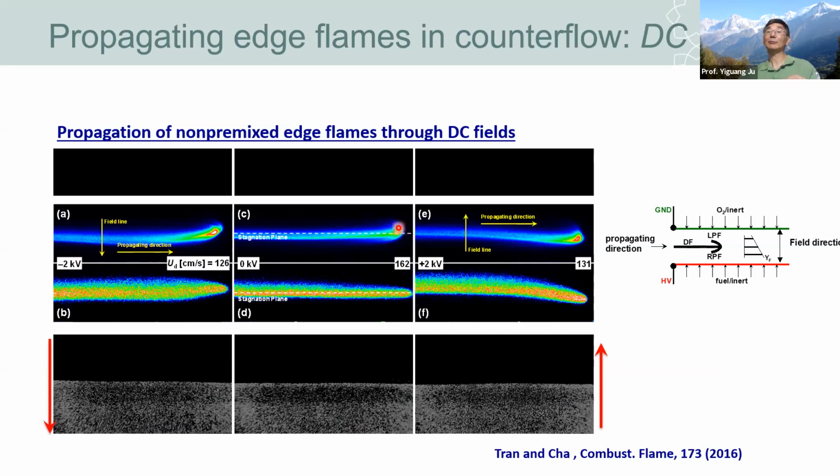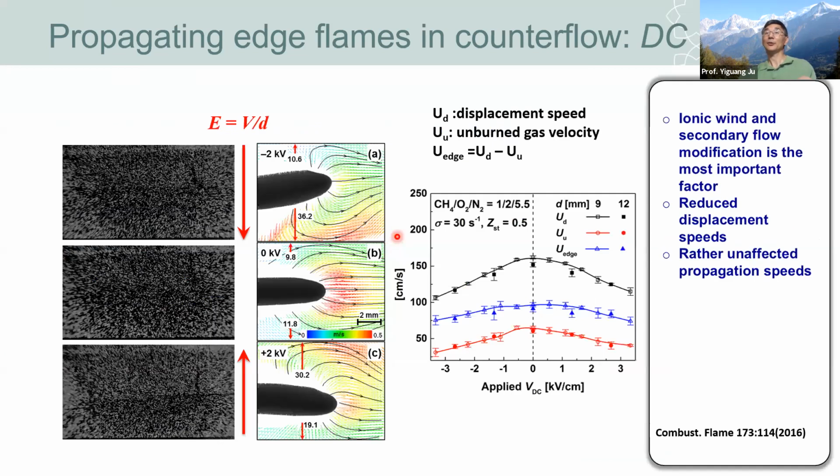Because of the ionic wind, these triple flames deviate from the stagnation plane. You create a lot of convective heat losses due to that. Your flame speed will be reduced, no matter whether it's a positive or negative charge. This experiment clearly shows that with 0 voltage you have a higher flame speed, and whether it's negative or positive, your flame speed decreases a little bit due to the convective heat losses.